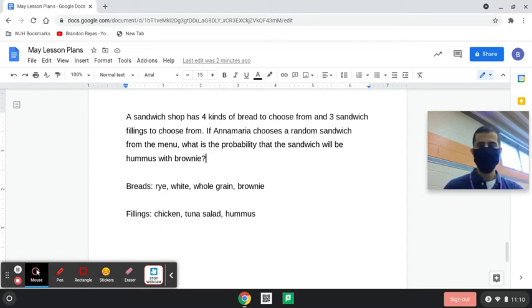And we calculated the other day, we said, okay, there are four kinds of bread and there are three kinds of fillings. So we multiplied those together to see our sample space. And if you remember, the sample space is the total number of combinations that we can have of the bread with the filling, or the total number of outcomes that can happen.